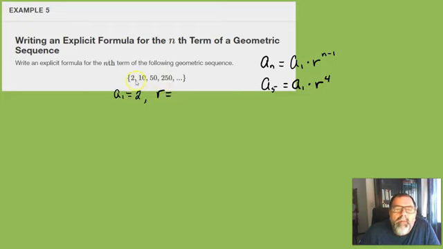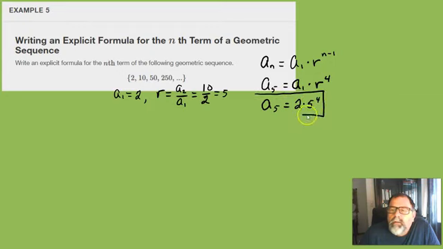For r, we're told this is geometric, so again, we don't have to check. We just have to do a sub 2 divided by a sub 1. So the second term divided by the first term would be 10 divided by 2, which would be 5. So a sub 5 is going to be 2 times 5 to the 4th. Okay, so that's the explicit formula for the, oh, they just want us for the nth term.